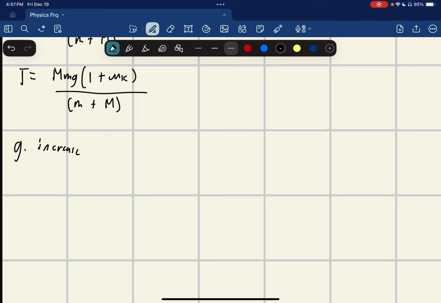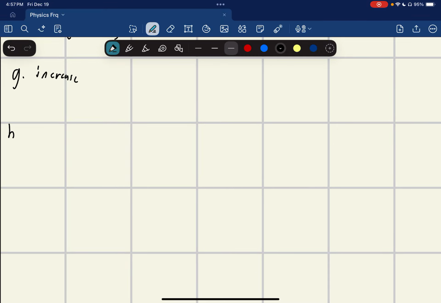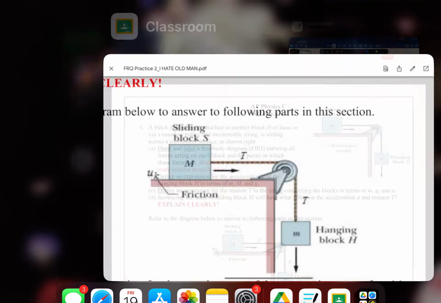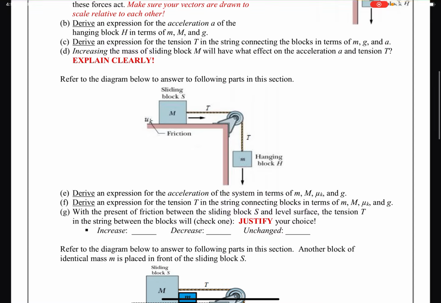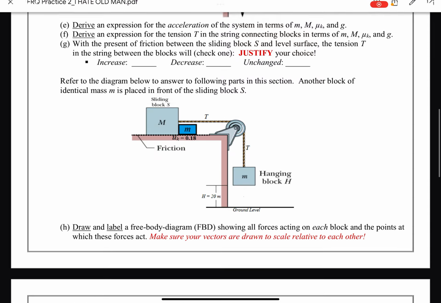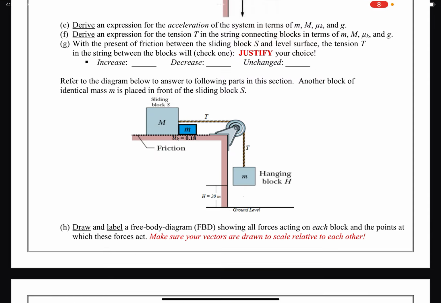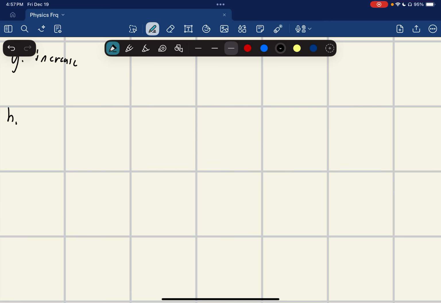Okay, H. Okay, H, the scenario once again changes. So it's very similar to the previous scenario of friction, but now there is a block, lowercase m, that is in contact with block S. Okay, and part H asks us to draw and label a free body diagram for all the boxes.